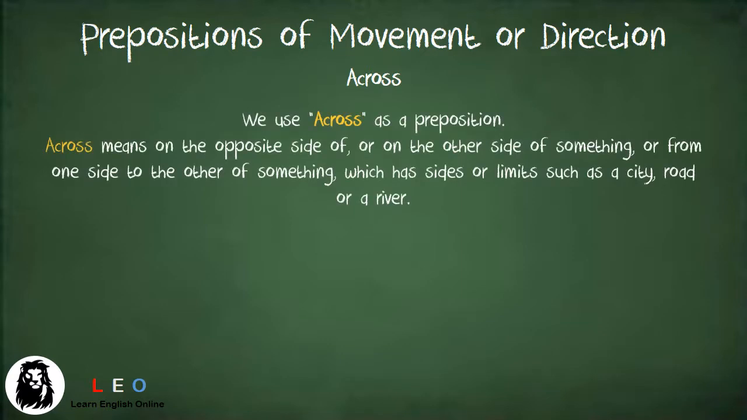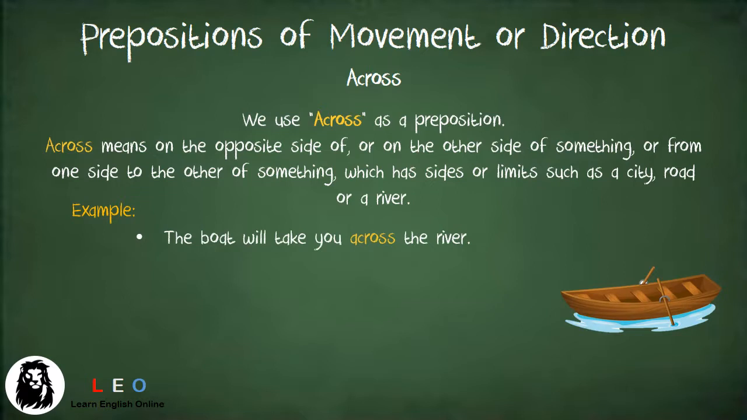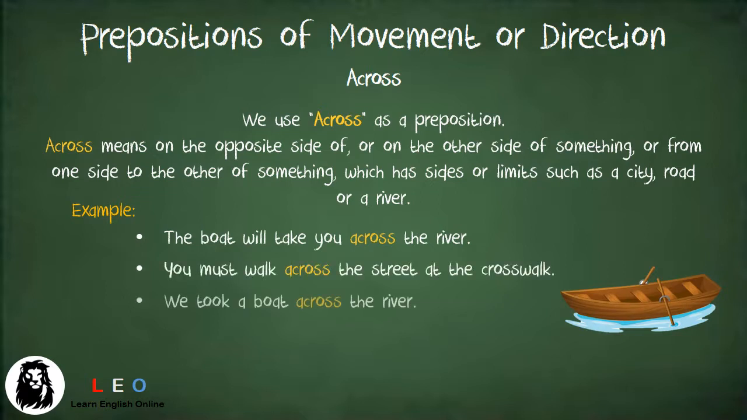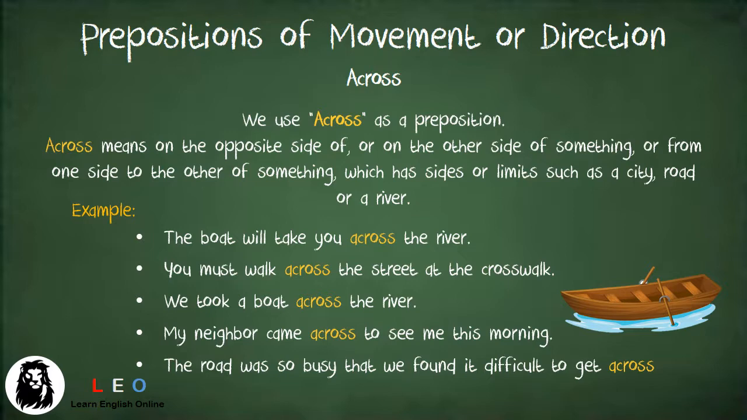Across. We use across as a preposition. Across means on the opposite side of, or on the other side of something, or from one side to the other of something which has sides or limits, such as a city, road, or a river. For example, the boat will take you across the river. You must walk across the street at the crossing. We took a boat across the river. My neighbor came across to see me this morning. The road was so busy that we found it difficult to get across.